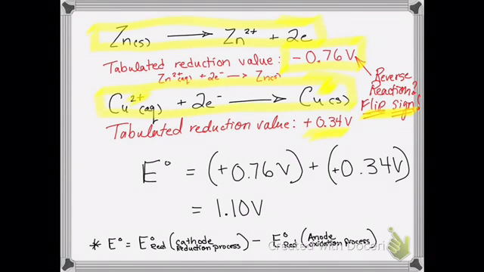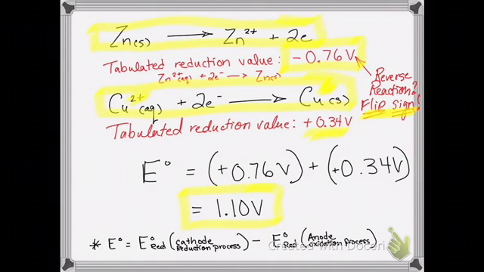All right, so what we're going to do is flip the sign of the negative 0.76 and combine it with the 0.34, and I get a total value of 1.10 volts, which is the standard reduction cell potential for that particular reaction. Okay, the total voltage that reaction can pull is 1.10 volts under standard conditions.